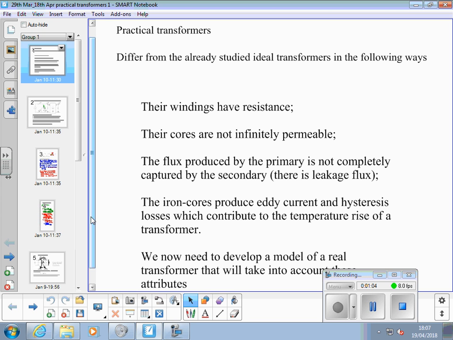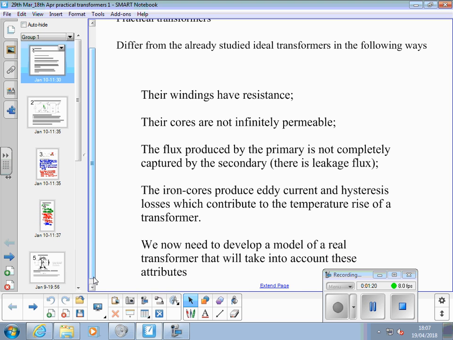Iron cores produce eddy currents and hysteresis in the transformer, so that's why it gets hot. That's a power loss. We also need to magnetize the core, which takes current as well.